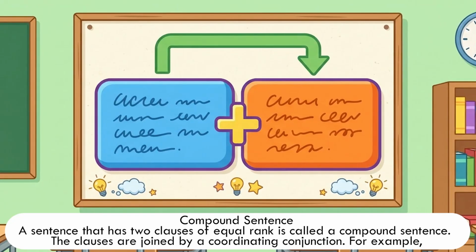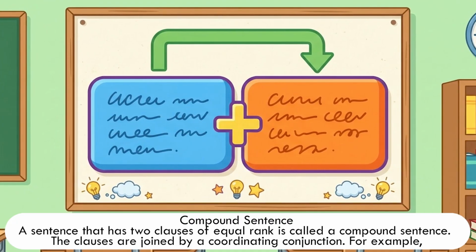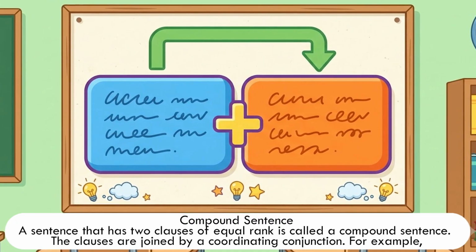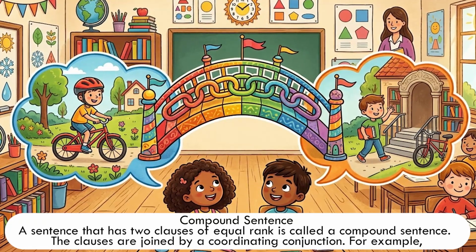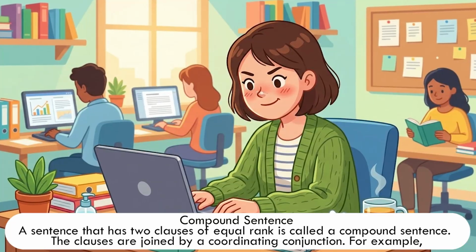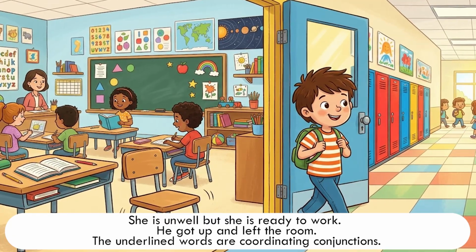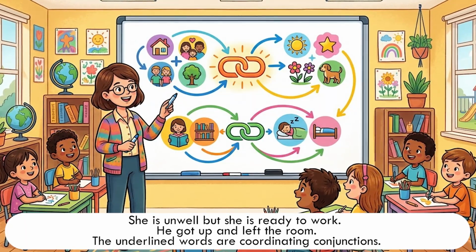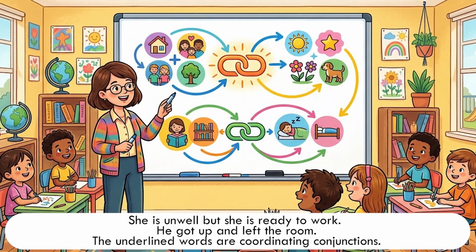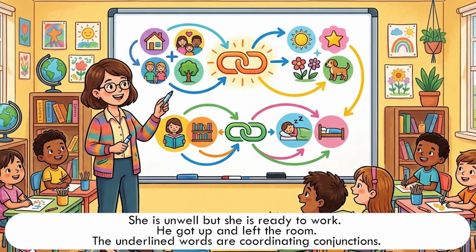Compound sentence. A sentence that has two clauses of equal rank is called a compound sentence. The clauses are joined by a coordinating conjunction. For example, she is unwell but she is ready to work. He got up and left the room. The underlined words are coordinating conjunctions.